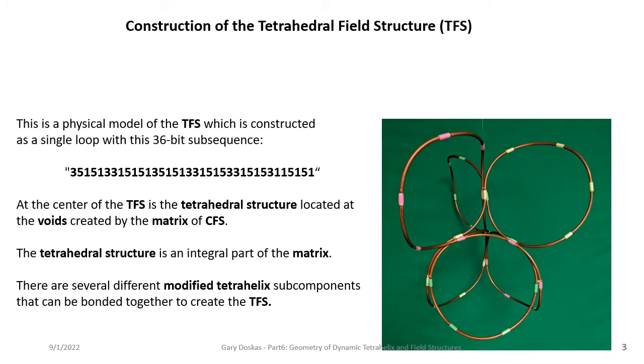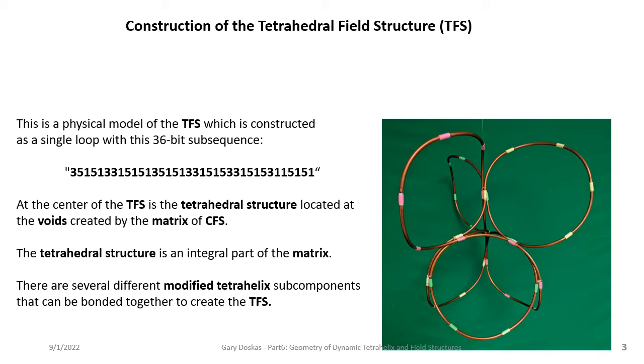Construction of the tetrahedral field structure, TFS. This is a physical model of the TFS, which is constructed as a single loop with this 36-bit subsequence as seen here. At the center of the TFS is the tetrahedral structure located at the voids created by the matrix of CFS. The tetrahedral structure is an integral part of the matrix.